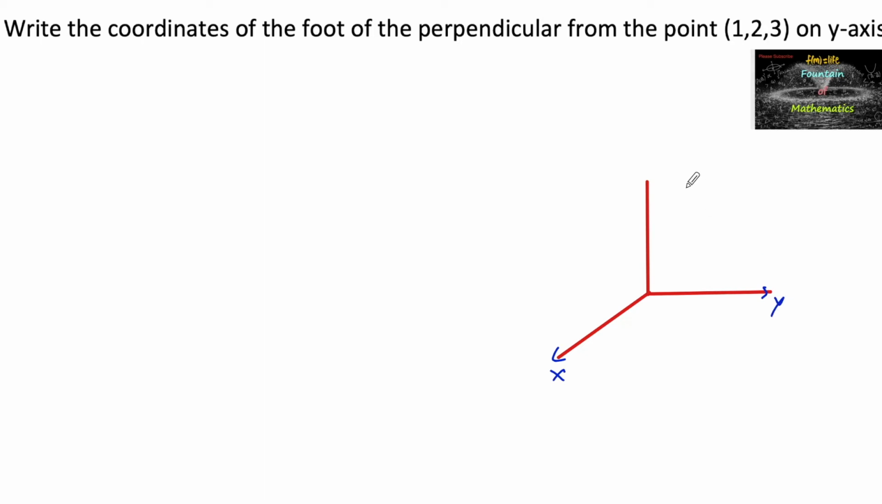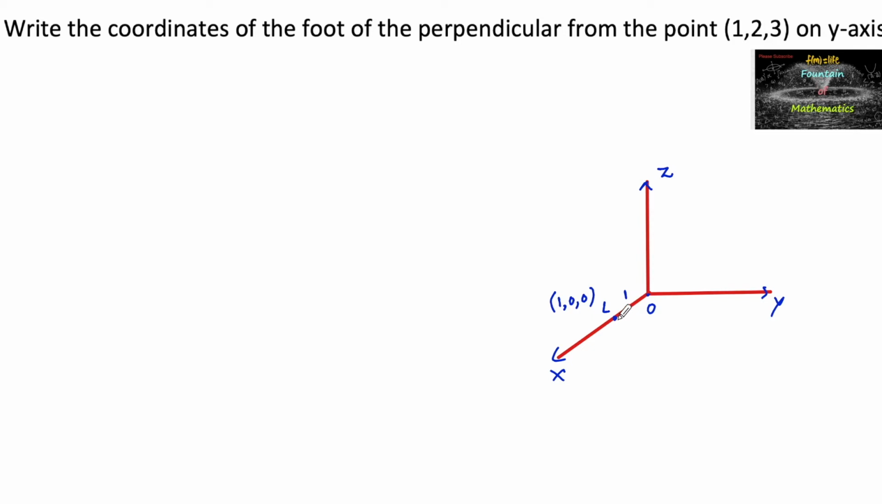X-axis, y-axis and z-axis. Set origin, and the point 1, 2, 3 is located. Say L is the point 1 unit, 1, 0, 0 on x-axis, and then y coordinate is 2 units.